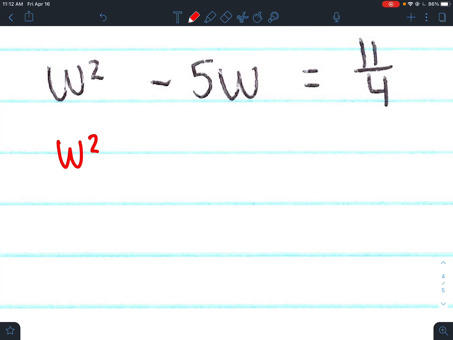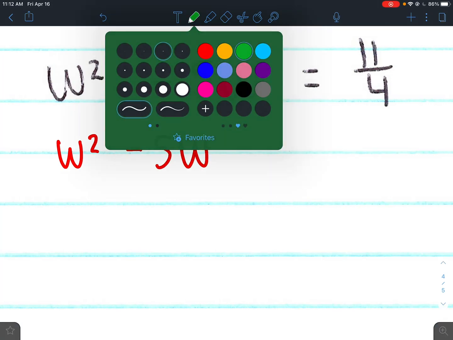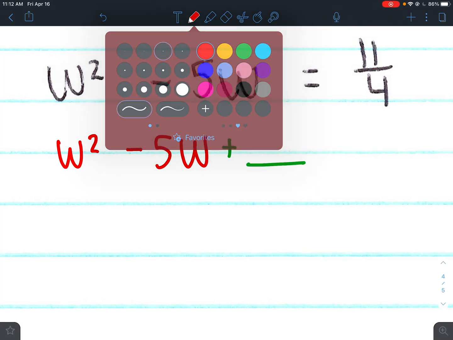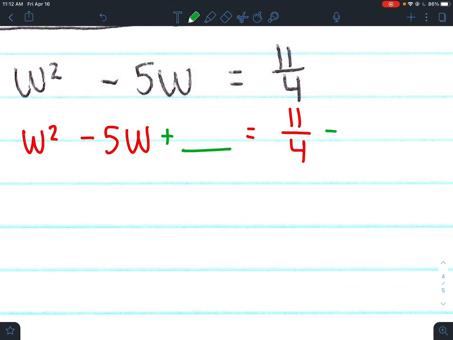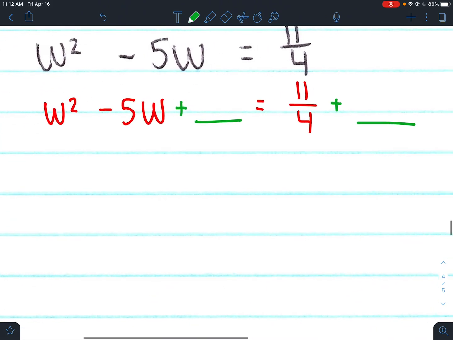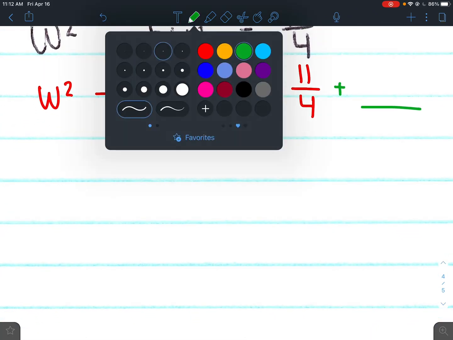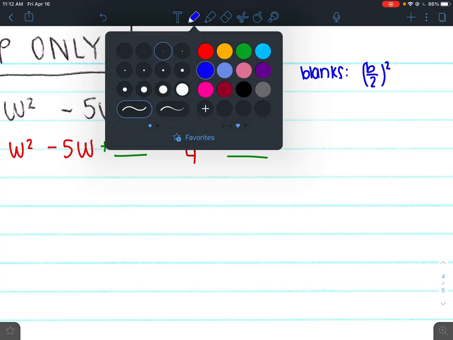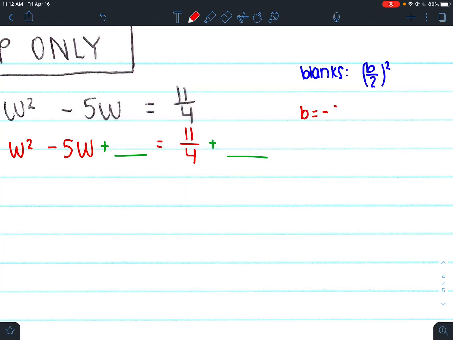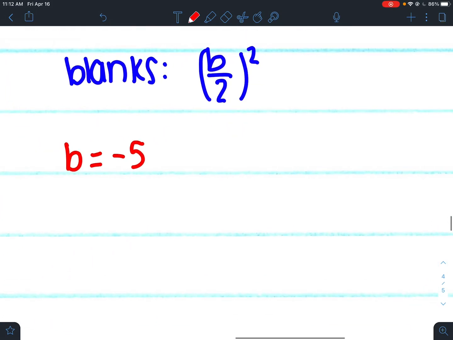So you have W squared minus 5W plus blank equals 11/4 plus blank. The next step here is to create the thing that's in those blanks. In the blanks, that's going to be b divided by 2 squared. Your b value here is negative 5. So let's plug that in. We have negative 5 for our b value divided by 2 squared.